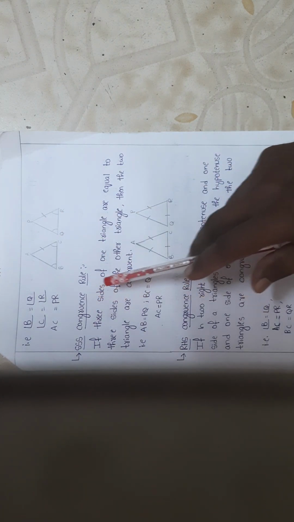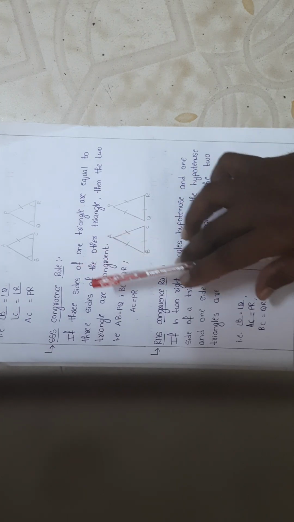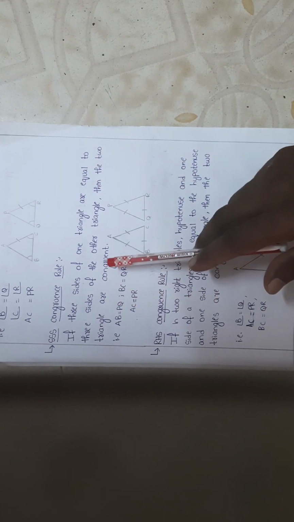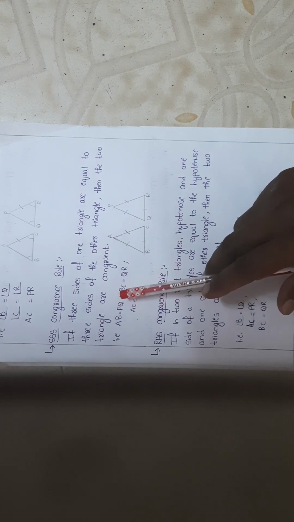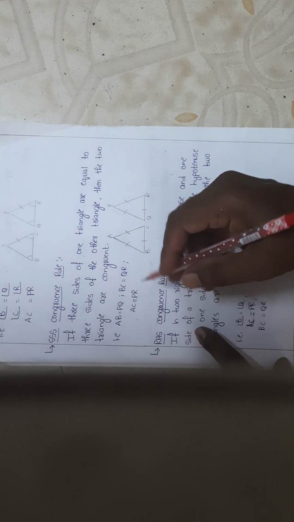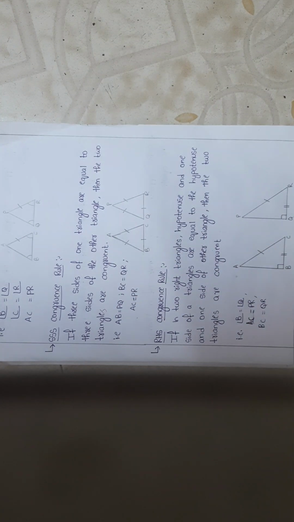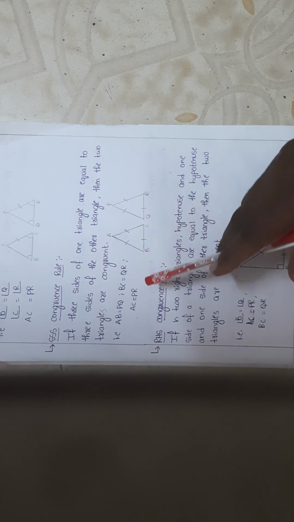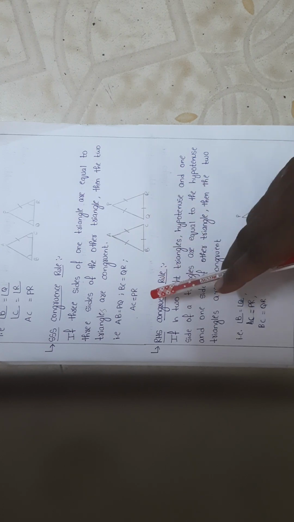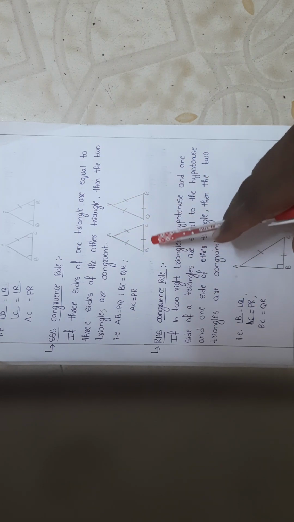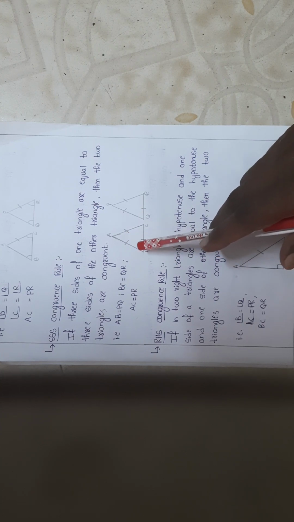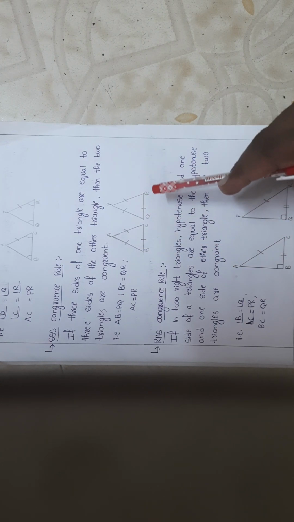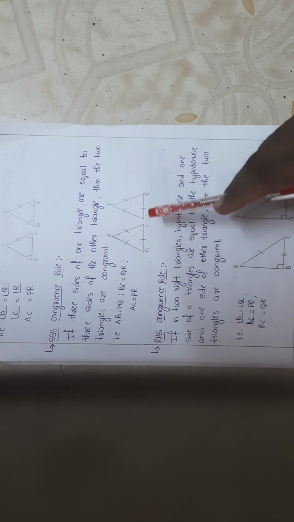Triple S congruency rule or SSS congruency rule. If three sides of one triangle are equal to three sides of the other triangle, then the two triangles are equal, or congruent, what we call congruent. Here AB is equivalent to PQ, BC is equivalent to QR, and AC is equal to PR. That means the given sides of a triangle and the corresponding sides of the other triangle are also equal. So that's why it is the triple S congruency rule.